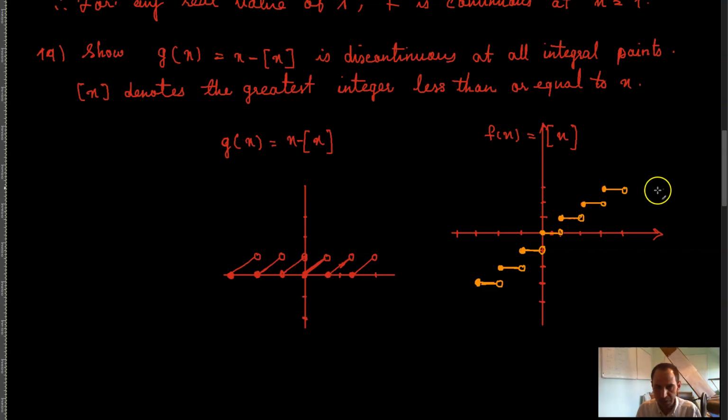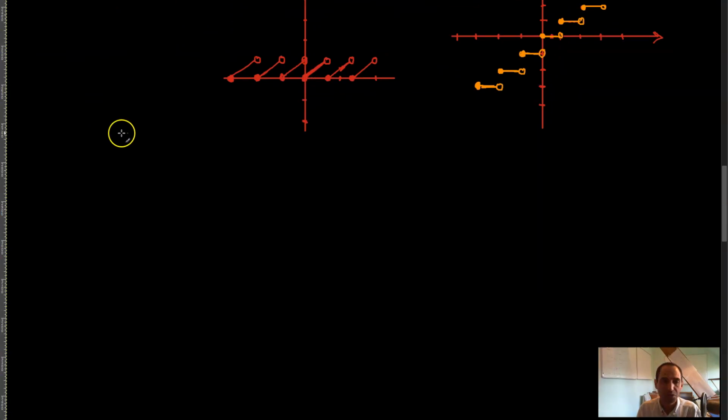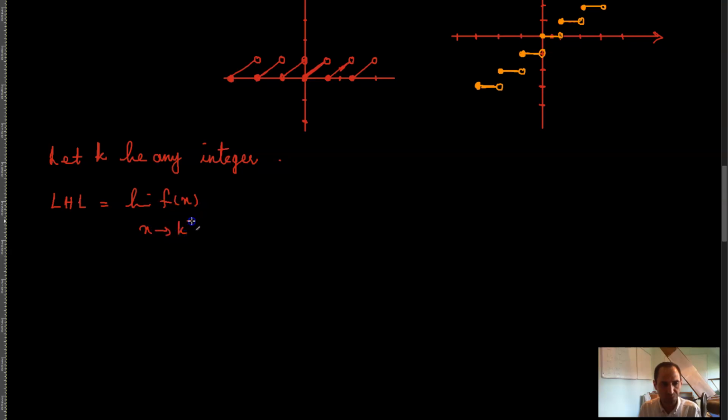is as follows. It's a little bit unusual logic. So the logic that they have used is that basically let k be any integer. Let k be any integer, right? Now the left hand limit of the function f of x as x tends to k, the LHL of the function, is equal to the limit of f of x as x tends to k from the left.